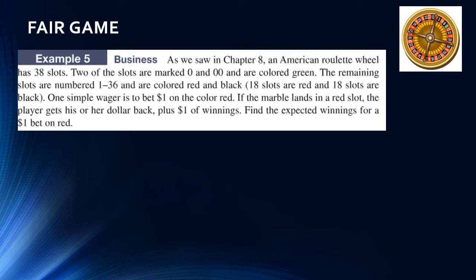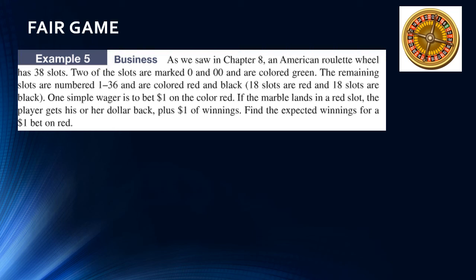As we saw in Chapter 8, an American roulette wheel has 38 slots. 2 of the slots are marked 0 and 00 and are green. The remaining slots are numbered 1 through 36 and are colored red and black. 18 slots are red, 18 slots are black. One simple wager is to bet $1 on the color red. If the marble lands in a red slot, the player gets his or her dollar back plus $1 of winnings. Find the expected winnings for a $1 bet on red.